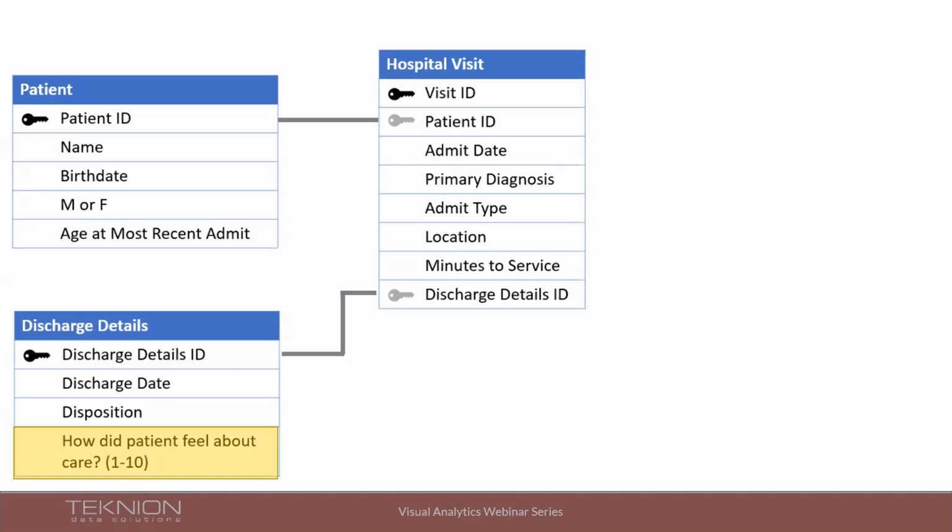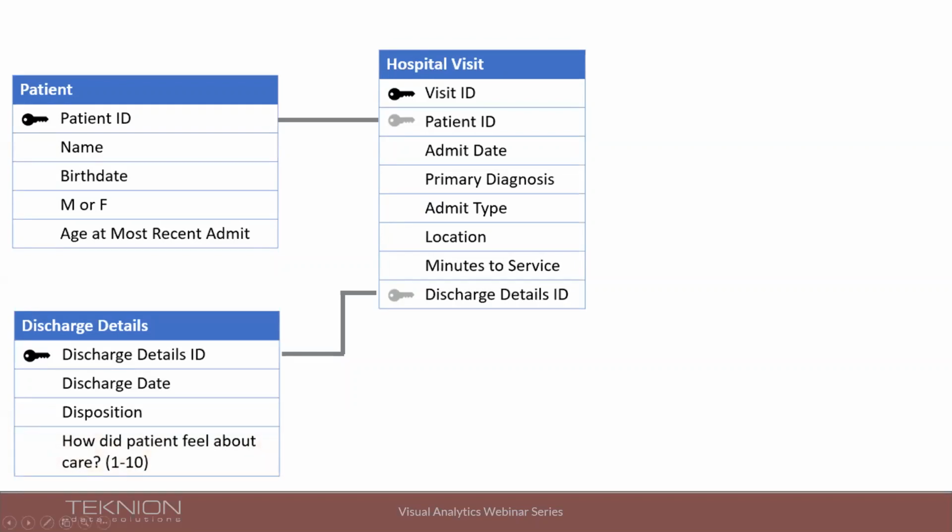Now, interesting to note that we've got the opposite issue with discharge details that we did with patient. Patient had extra patients. With discharge details, it turns out not all patients have been discharged yet, so some of them do not have a record in the discharge details table. In a true relational database, they probably would, and it would say something like, this patient hasn't been discharged yet. But here, the discharge details ID in the hospital visit table will be null, indicating they're still in the hospital. There's no discharge record.